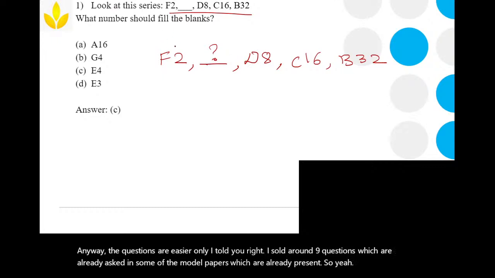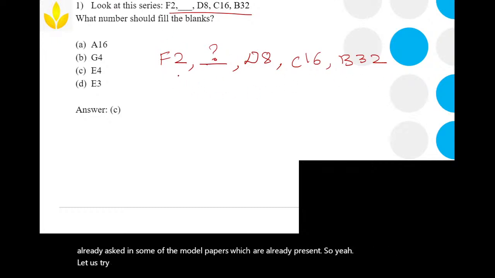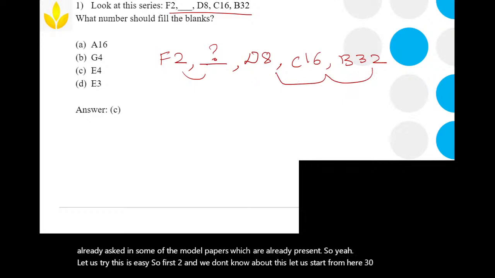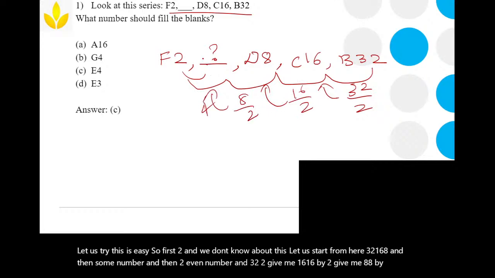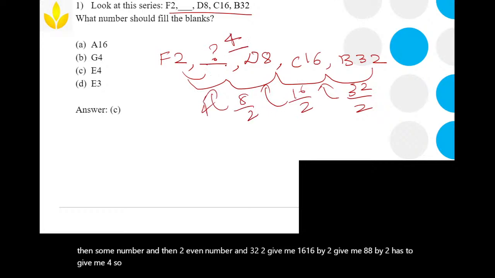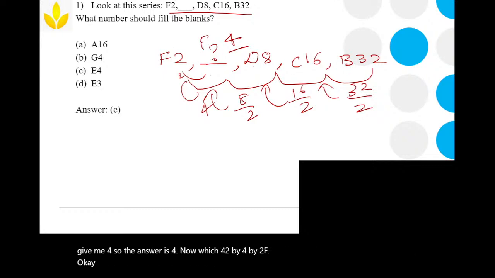Okay. So, let us try this. It's easy. So, first 2, and we don't know about this. Let us start from here. 32, 16, 8, and then some number and then 2. 32 by 2 gives me 16. 16 by 2 gives me 8. 8 by 2 has to give me 4. So the answer is 4. Now which 4? 4 by 2 is 2. F, okay, see. B, C, D, E. So answer is option C.